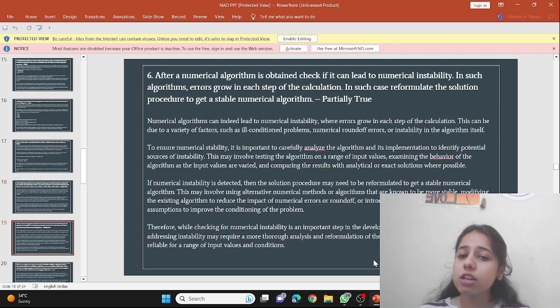Sixth, after a numerical algorithm is obtained, check if it can lead to numerical instability. In such algorithms, errors grow in each step of calculation. In such a case, reformulate the solution procedure to get a stable numeric algorithm. This is also partially true. Numerical algorithms can indeed lead to numerical instability where errors grow in each step of calculation. This can be due to a variety of factors such as ill-conditioned problems, numerical round-off errors, or instability in the algorithm itself.